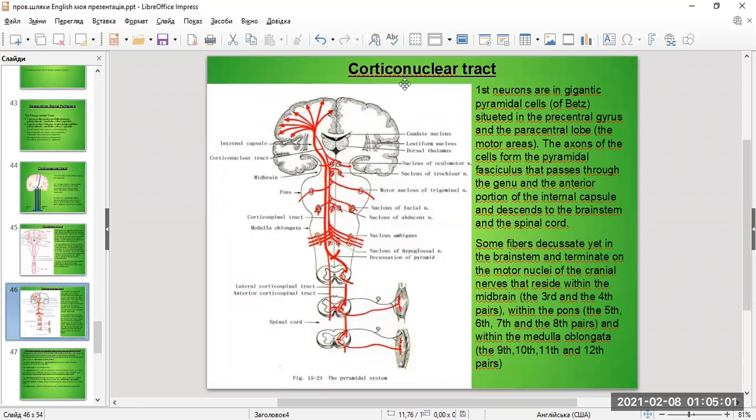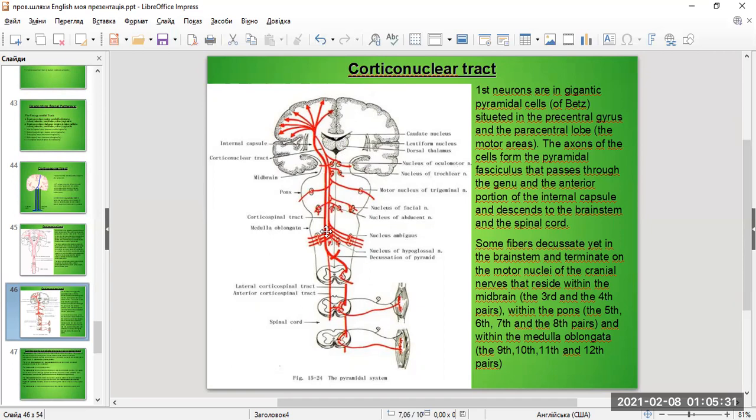Corticonuclear tract. First neurons are gigantic pyramidal cells or Betz cells situated in the precentral gyrus and the paracentral lobule, the motor areas. The axons of these cells form the pyramidal fasciculus that passes through the genu and the anterior portion of the internal capsule and descends to the brainstem and the spinal cord.